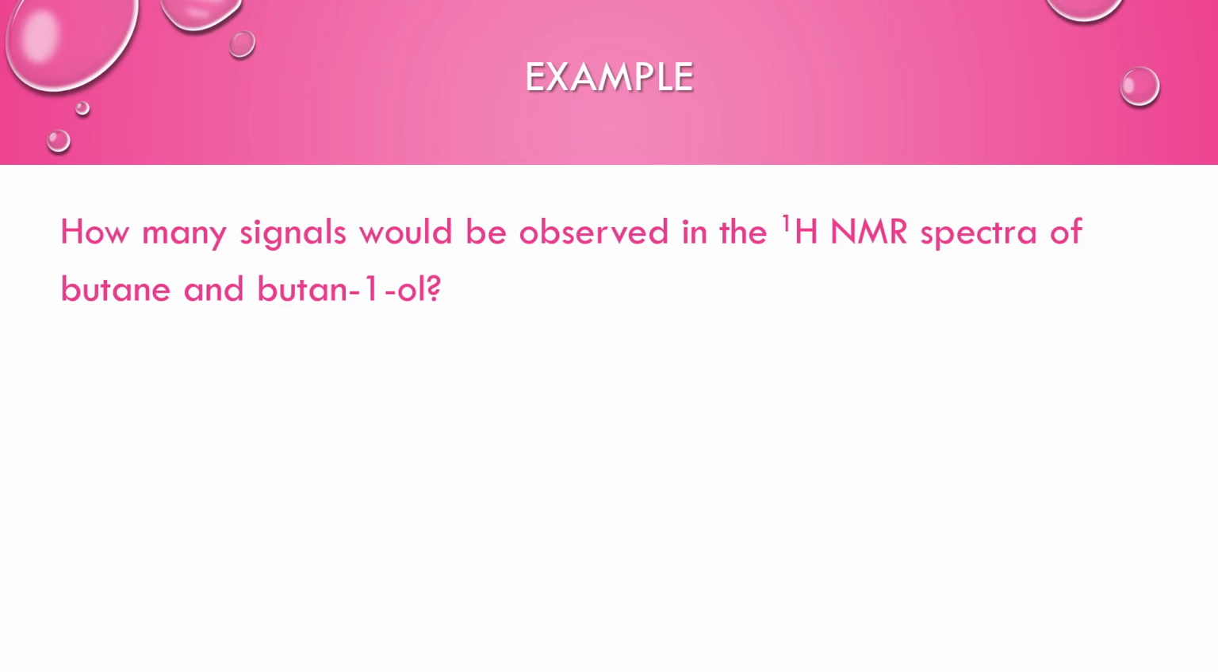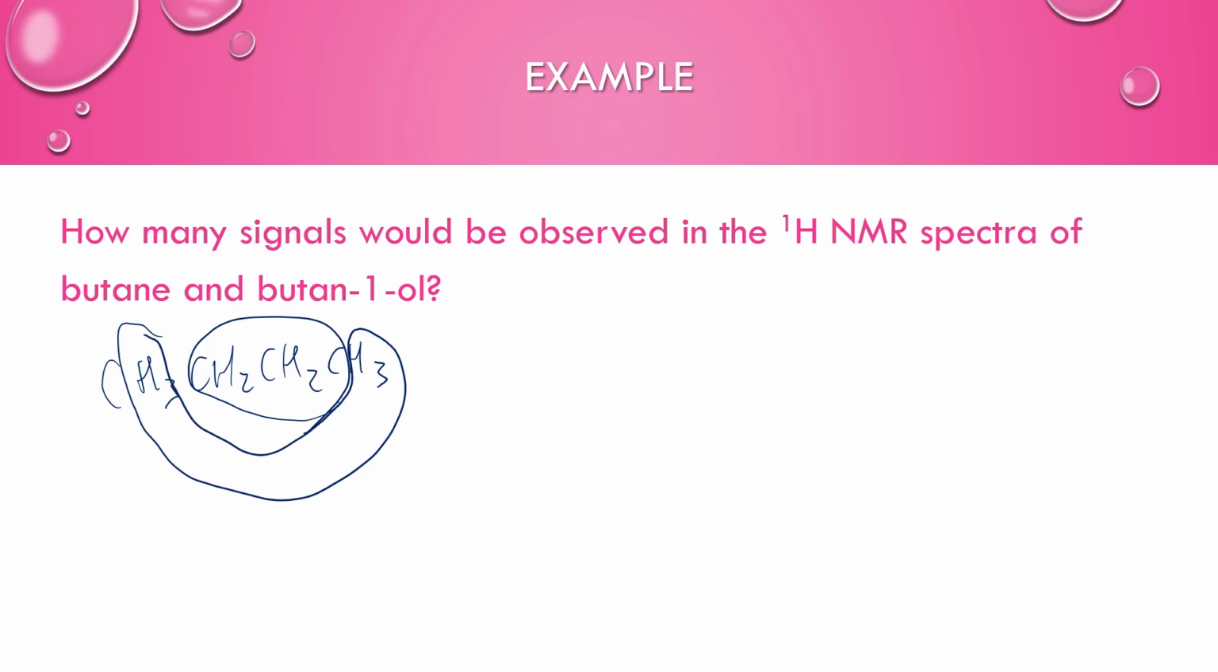Okay, so let's start looking at some examples for proton NMR spectroscopy. I have butane and butane-1-ol. Butane: so I have CH3, CH2, CH2, CH3. Butane has only 2 signals because these hydrogens are identical in the center, because the molecule is symmetrical, just the same in relation to each other. The end hydrogens are in an environment as well. So there's 1, 2 signals for butane.